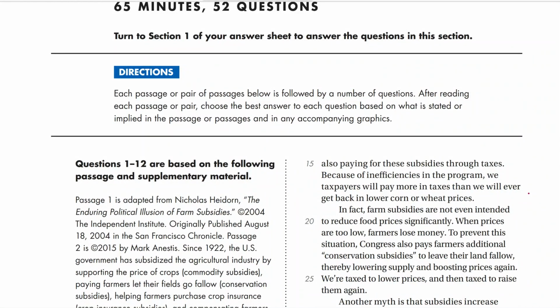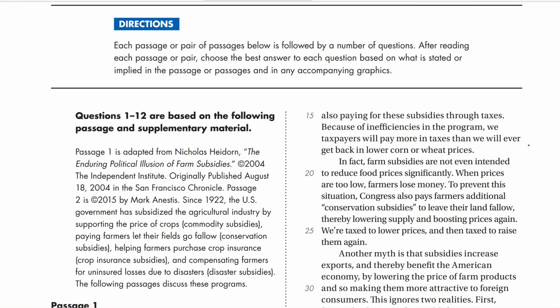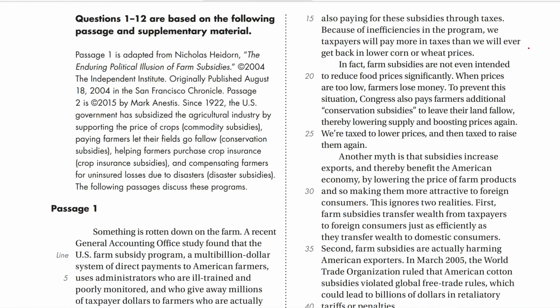We are going to start with what? With the paired passage. And let us start with what? With reading the blurb. Passage number 1 is adapted from Nicholas Haydourn, The Enduring Political Illusion of Farm Subsidies.